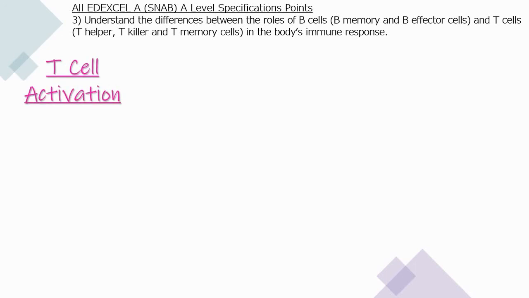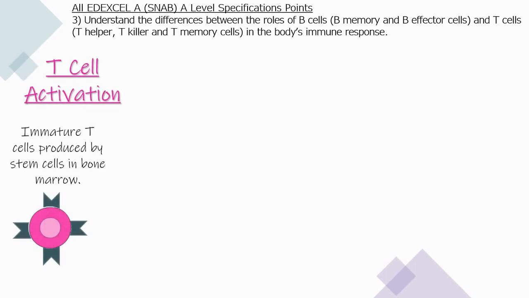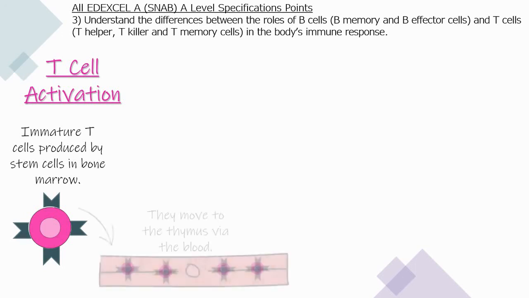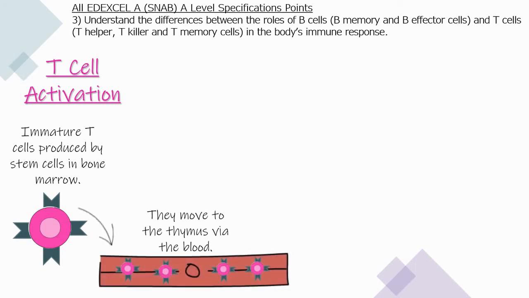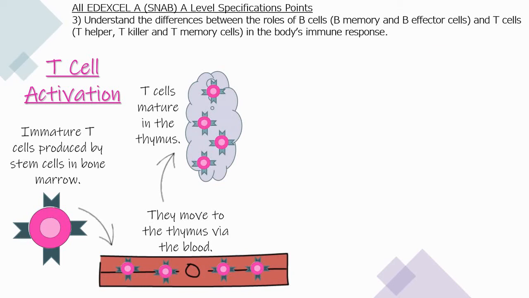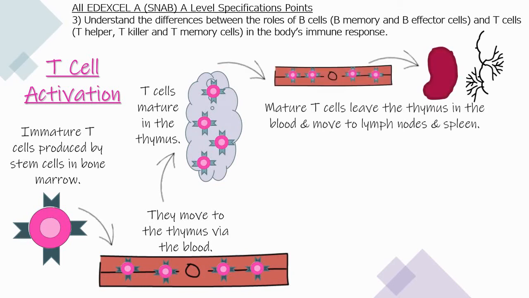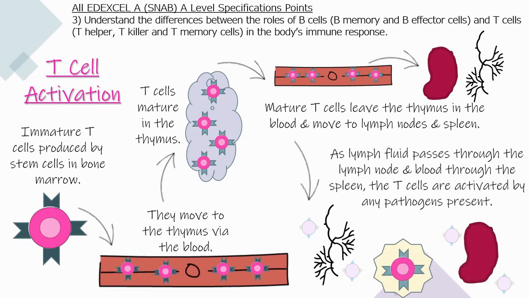So as we discussed, this begins with immature T cells being produced by stem cells in the bone marrow, and then they move to the thymus via the blood, which is where they mature. Next, these mature T cells leave the thymus in the blood and move to lymph nodes and also to the spleen. So as lymph fluid passes through the lymph node and the blood through the spleen, the T cells are activated by any pathogens present.